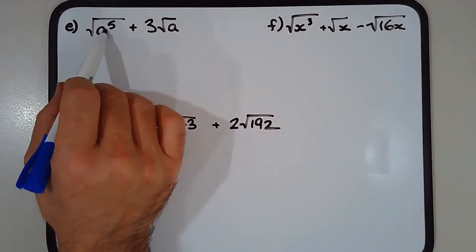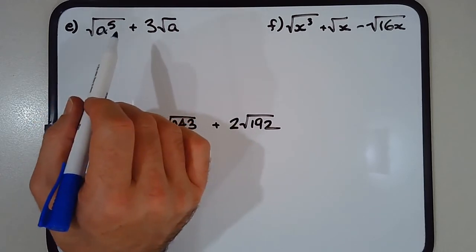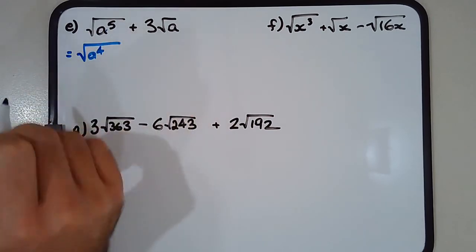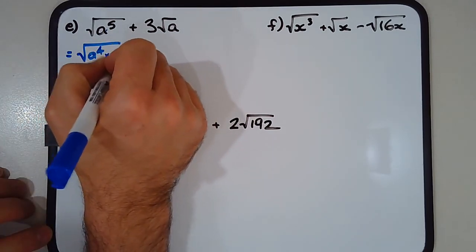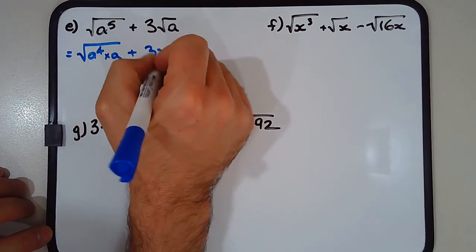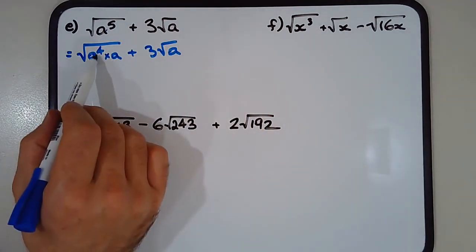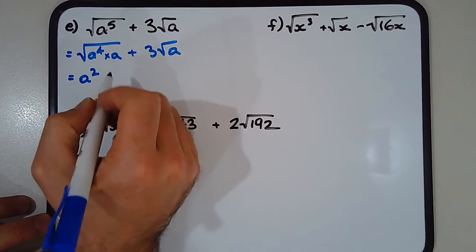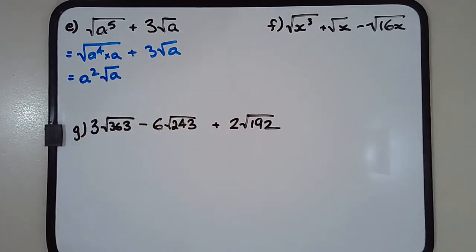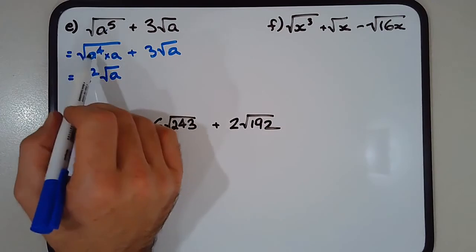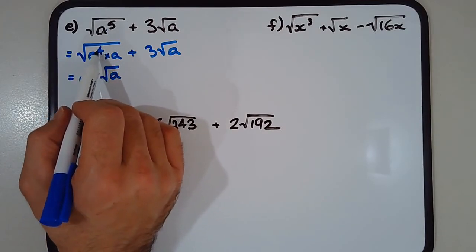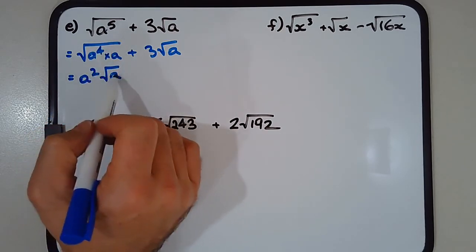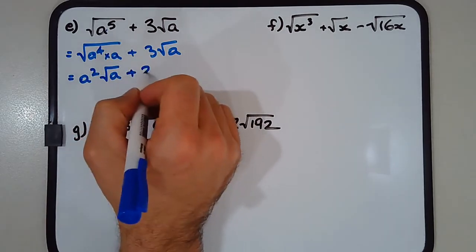Of course, the a to the 5 could be written as a to the 4 times a, couldn't it? So that's just square root of a to the 4, multiplied by a. I'm going to show a little bit more working out here, plus 3 root a. Now, a to the 4, if you bring that outside the surd, it becomes a squared. So this one is really a squared root a. Think of it as square root of a to the 4. Square root is the power of half, isn't it? So a to the 4 to the power of half is a squared. Then you're left with the root a left over, plus 3 root a.